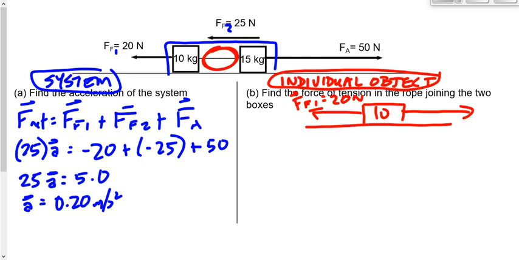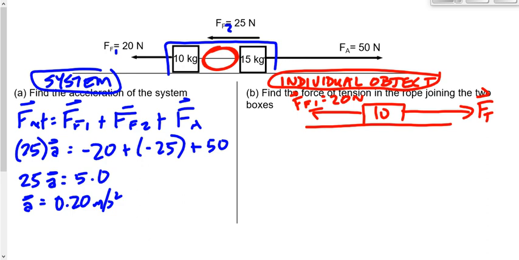The rope, I'm going to call that FR, the force of the rope, or better yet, we're looking for the force of tension, so let's call it FT. The force of tension acting to the right. That's what I'm looking for, right? Notice I've ignored the 15 kilogram object.